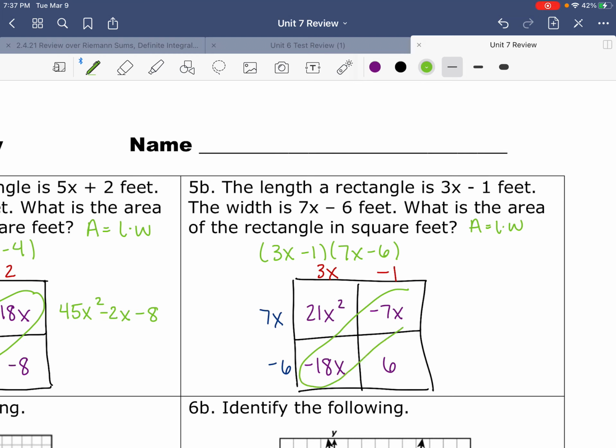So here's our diagonal that we're going to combine, which means our final answer is 21x squared, negative 18x minus 7x, negative 25x, plus 6.